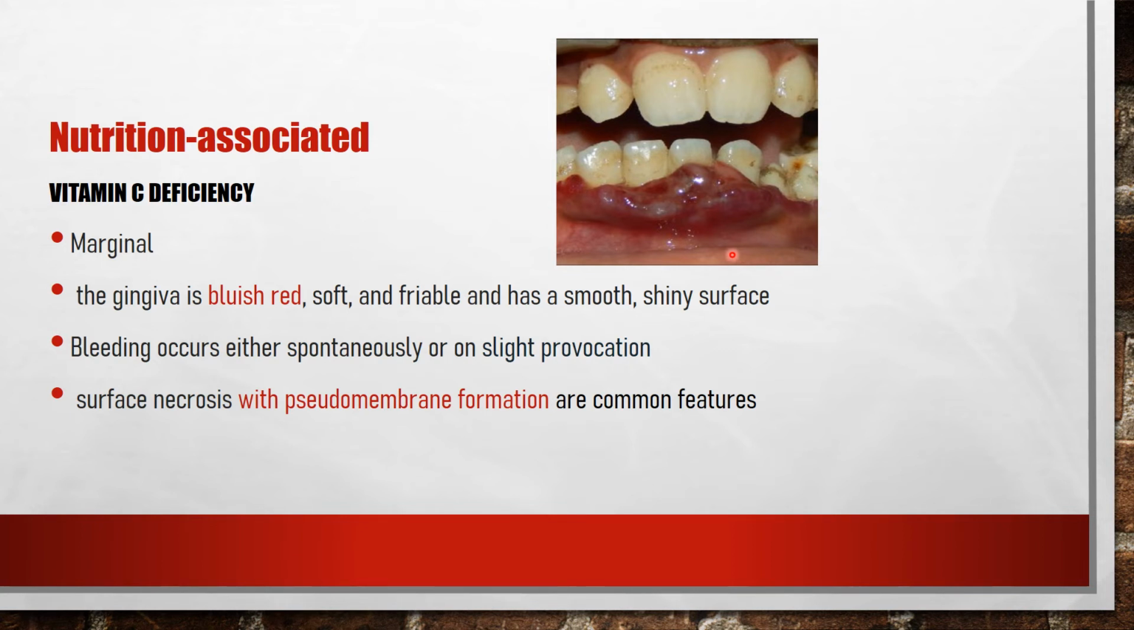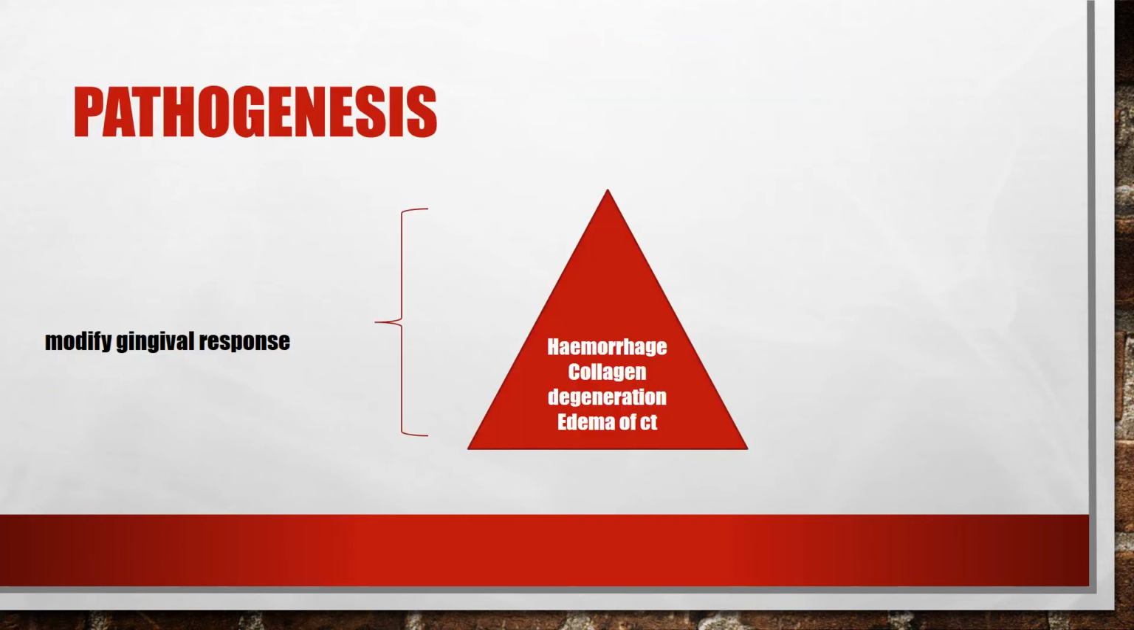Mainly it is because of the vitamin C deficiency. It does cause hemorrhage, collagen degeneration and edema of the gingival connective tissue. These changes modify the gingival response to plaque, so this might be the reason for this massive gingival enlargement. It can be seen in patients with scurvy. So the pathogenesis, as we said before, the three main factors associated with vitamin C deficiency are hemorrhage, collagen degeneration and edema of gingival connective tissue.